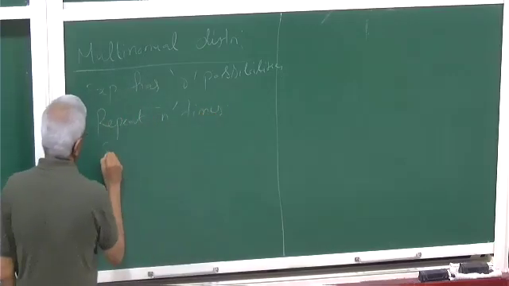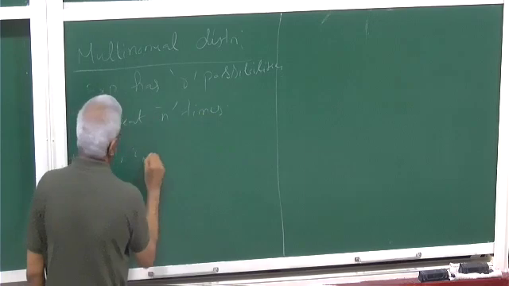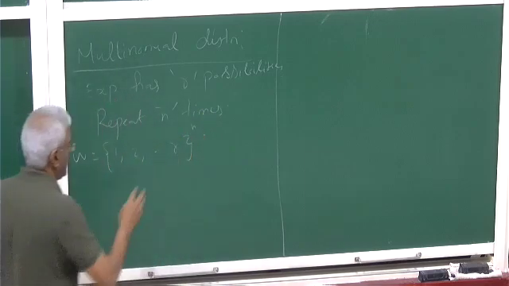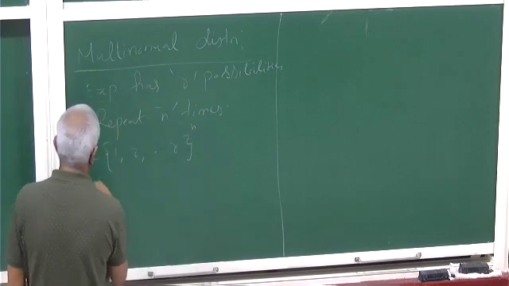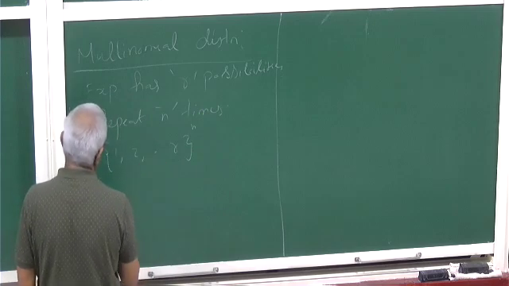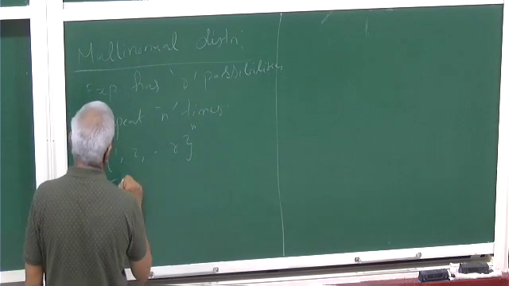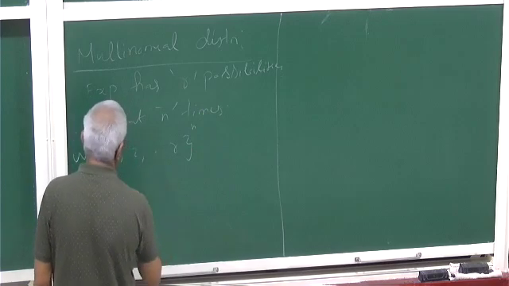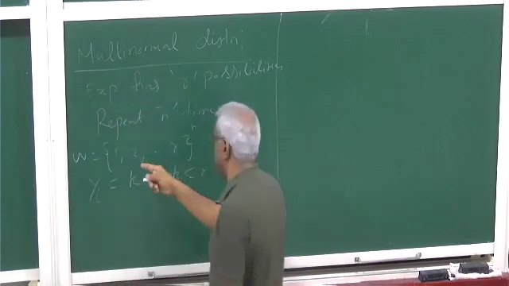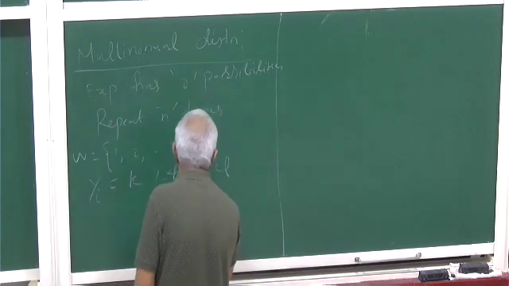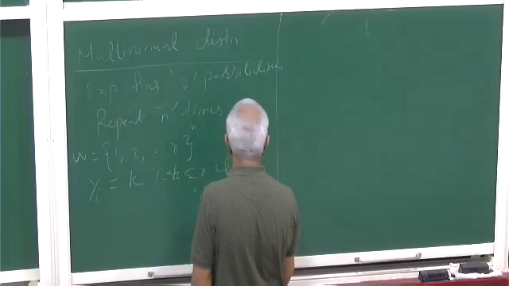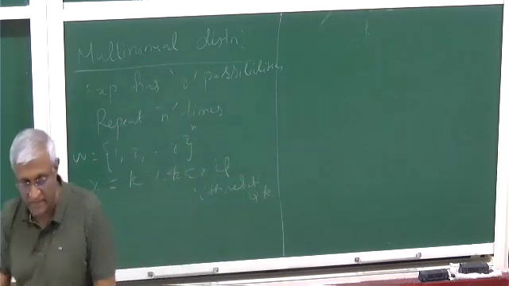So the omega will be {1, 2, up to r} to the power n. You repeat it n times, and omega will be this. Then Y_i equal to k, where k is between 1 and r, if in the ith experiment the result is the kth type.